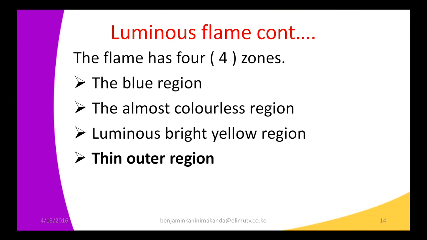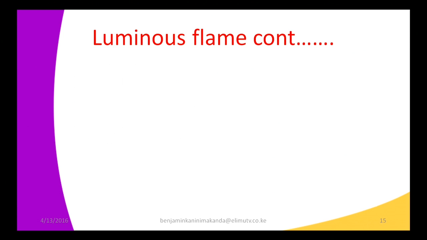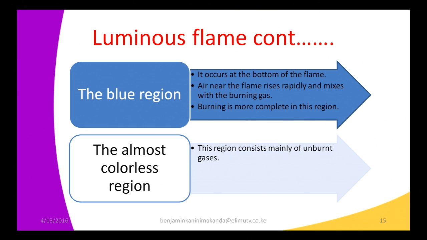So this region becomes a luminous bright yellow region, which is why this flame is used as a source of light. Now, the last one is a thin outer region. This region is not easy to see because it's very thin. When you are observing the flame, you may not be able to notice its existence unless you use aided equipment to help you.